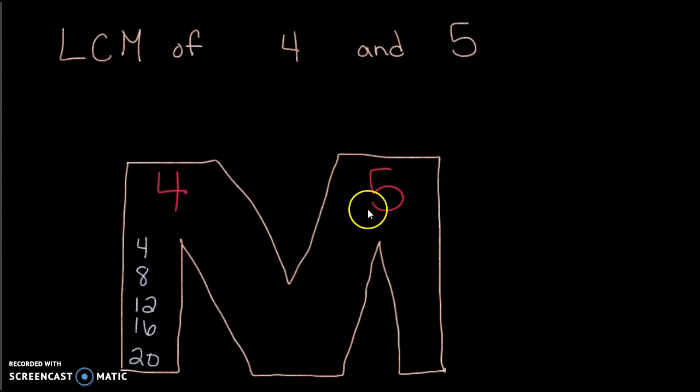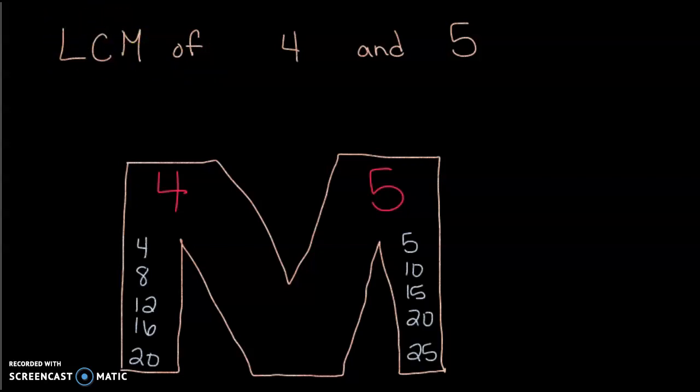Now let's do 5. 5 times 1 is 5. 5 times 2 is 10. 5 times 3 is 15. 5 times 4 is 20. 5 times 5 is 25. So now we have a cute little list of multiples of 4, and a cute little list of multiples of 5. Once again, this tells you exactly what to do.